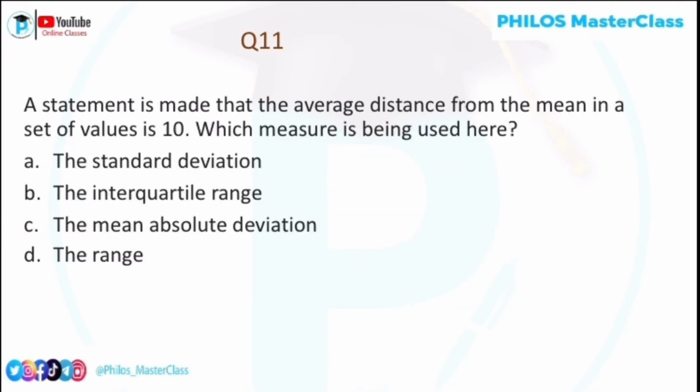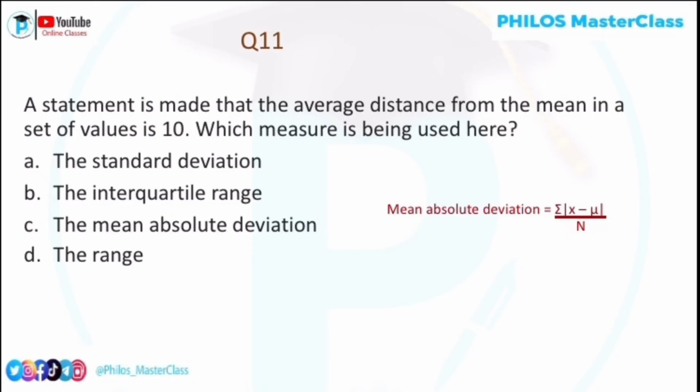This question says, a statement is made that the average distance from the mean in a set of values is 10. Which measure is being used here? When we find the average distance from the mean, then we say it is the mean absolute deviation. And this is the formula. You see the x minus mu.